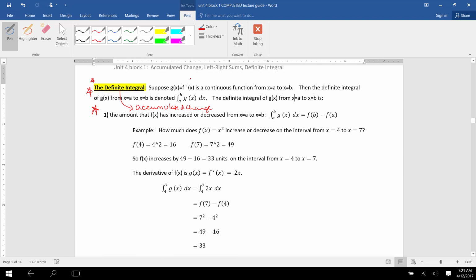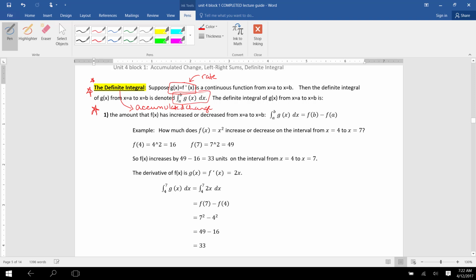We're going to call the rate function g of x. G of x is really to be thought of as a rate function, a derivative f prime of x. So we're going to call it g of x, but you want to think of this as the derivative of f of x. It is a rate function. Suppose our rate function is a continuous function from a to b. Then the definite integral of our rate function, the definite integral of g of x on the interval x equals a to x equals b, is denoted with this notation.